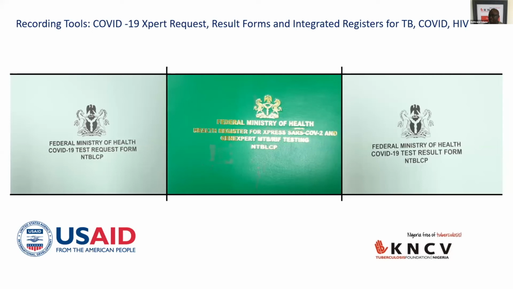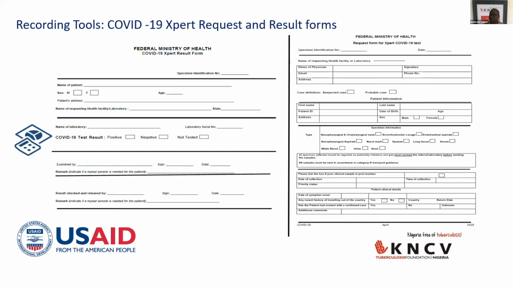Can you go to the next slide? Now, these are the tools I mentioned earlier, the request form and the result form, very concise and developed by the team. This made the intervention across the states, across all the Xpert sites that were designated for the testing of COVID, very, very possible. The next slide.